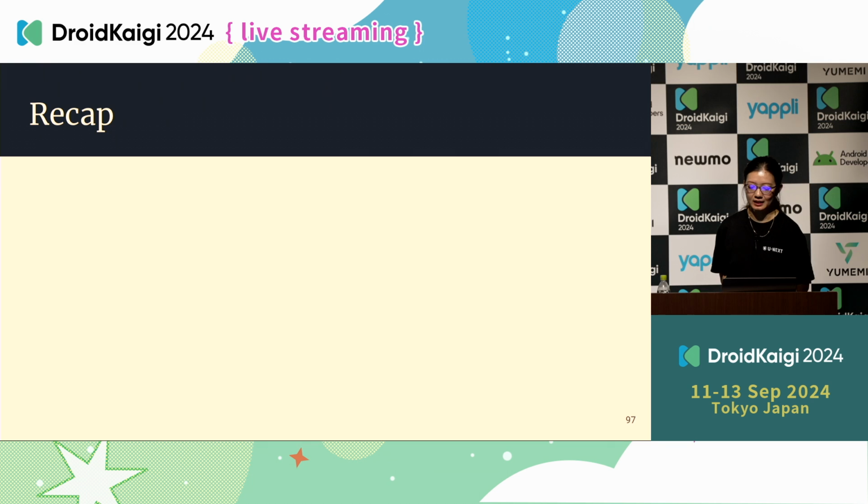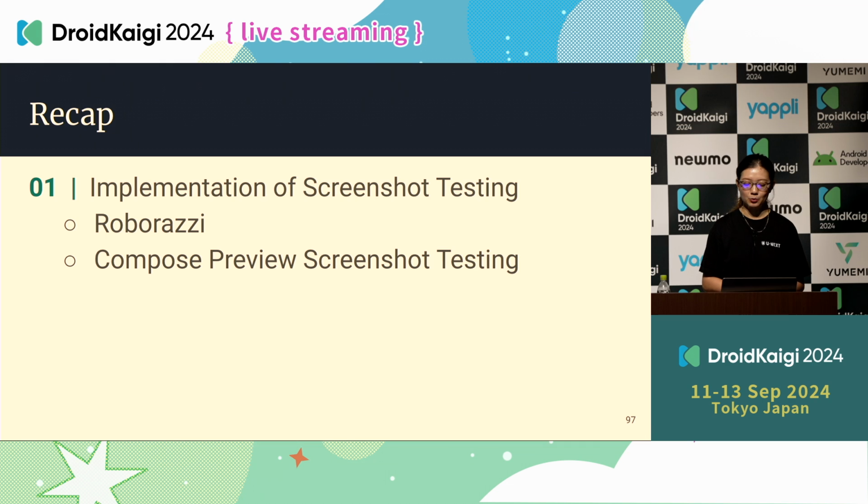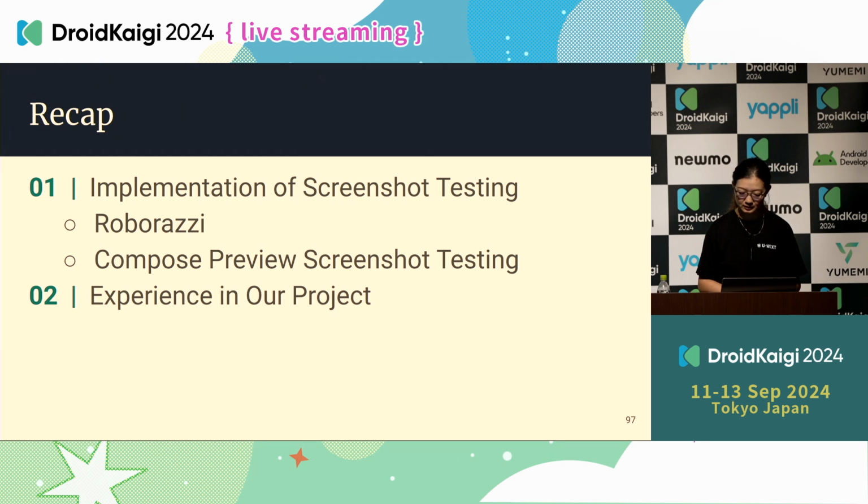Thank you for sticking with me for nearly 40 minutes. To wrap things up, let's do a quick recap of what we have covered today. Firstly, we talked about the implementation of screenshot testing. We explored the 2 main tools for it, Roborazzi and Google's Compose Preview screenshot testing, and I shared the experience of our projects, about how we integrate these tools and our feedback and feelings about them.